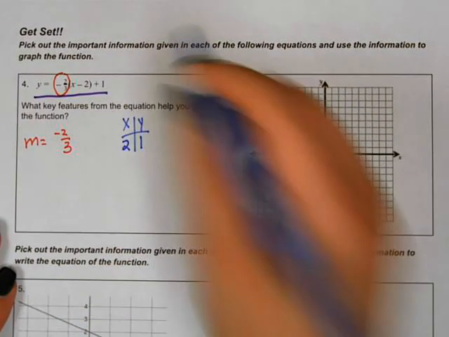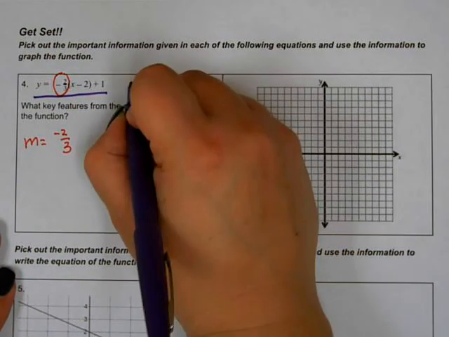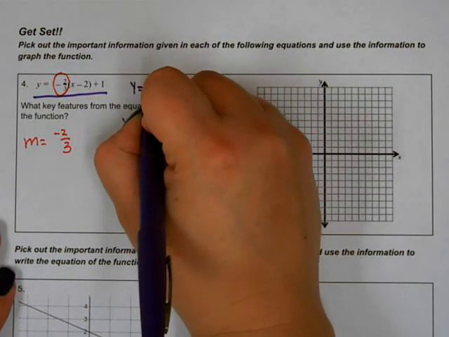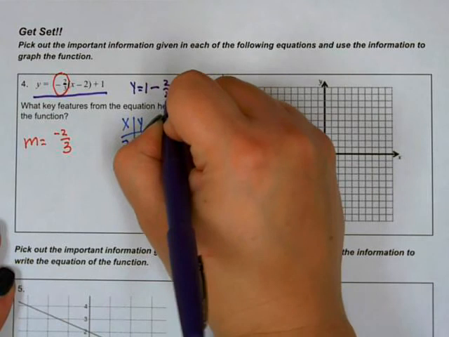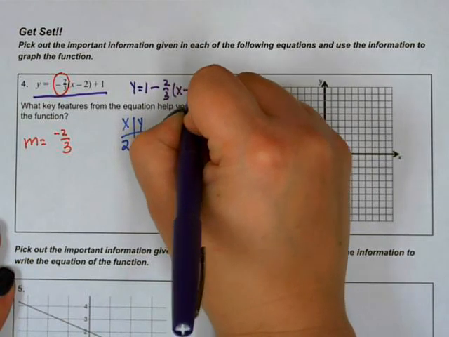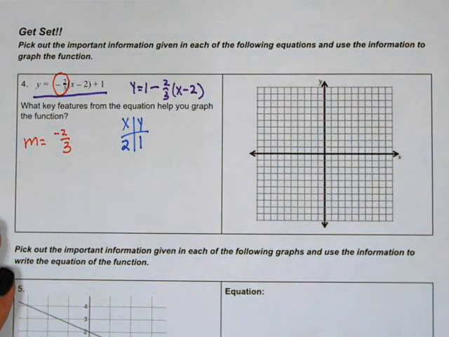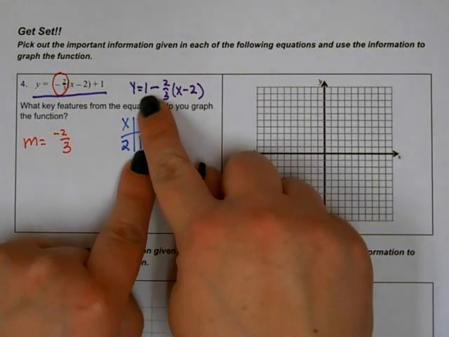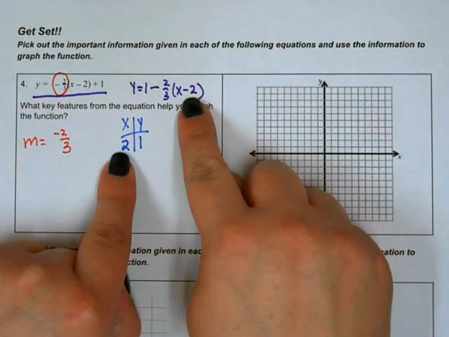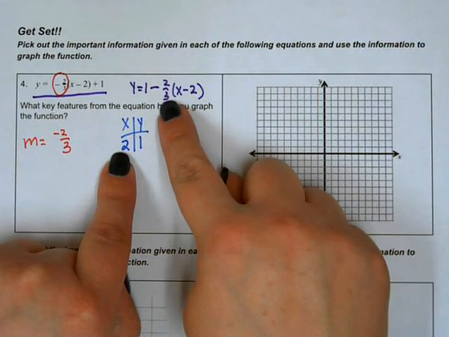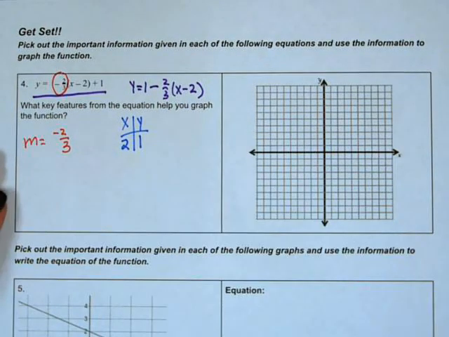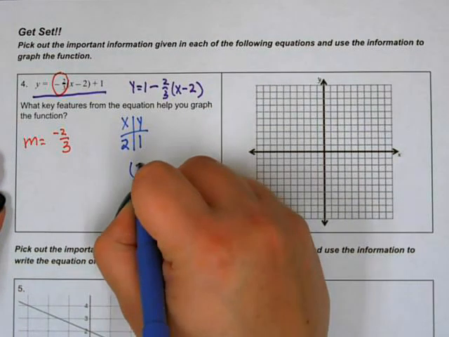So if we need to rewrite this, we can, by the way. We can put the 1 in front, so it's 1 minus 2 over 3, x minus 2. And that's more what it looked like in Module 1. So we can see the table must have started with a positive 1 and a positive 2, with a pattern of negative 2 over 3. So we're going to use that to actually make our line.